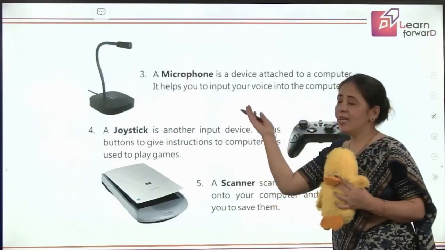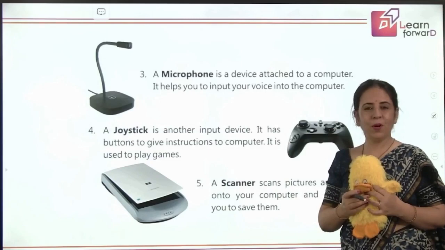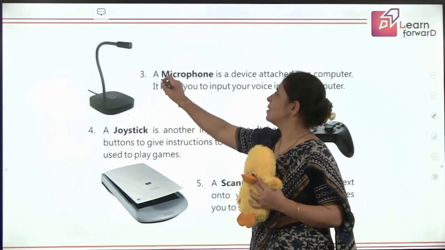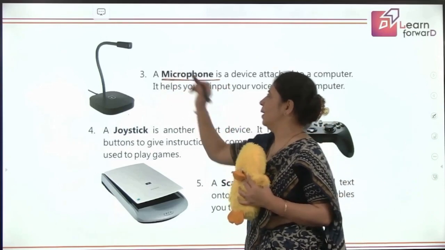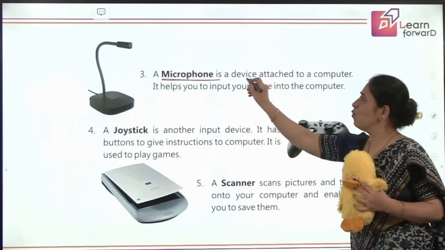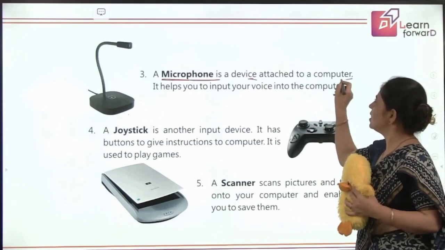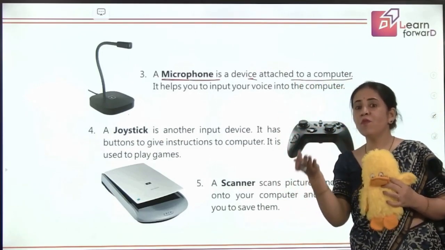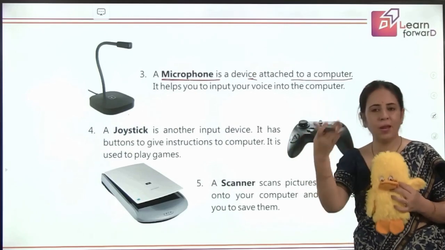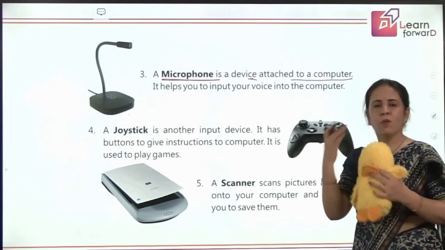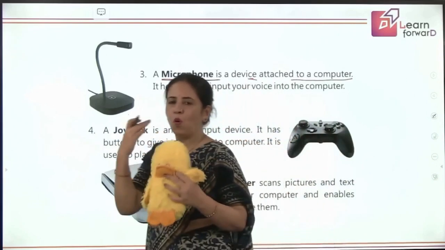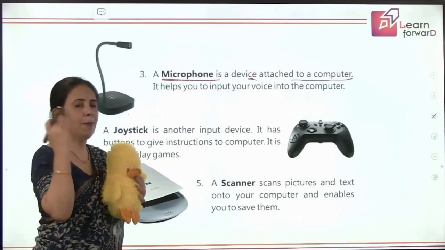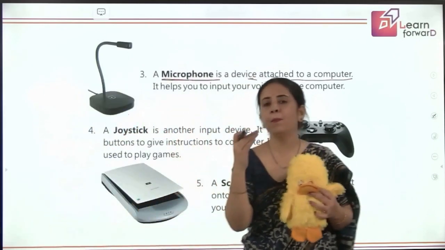So we move further and come. We have another input device for you. What is it? Correct. Very nice. Everyone has seen this. This is a microphone. Basically, microphone is a device which is attached to the computer and it is used to give voice in the form of input to the computer. So whenever you have to record certain voice notes inside the computer, you require microphone as an input source.